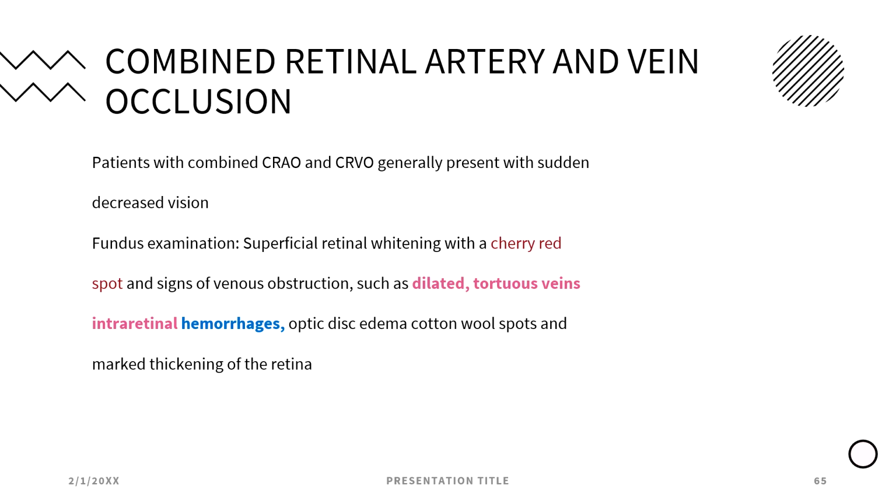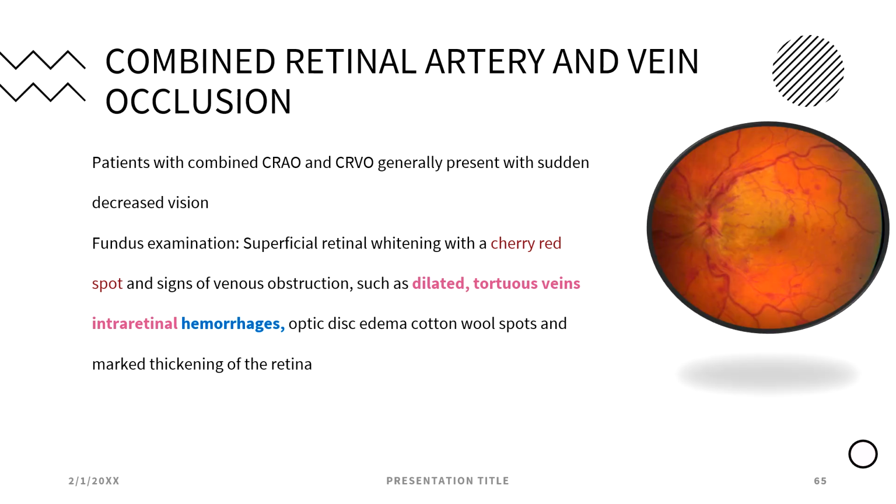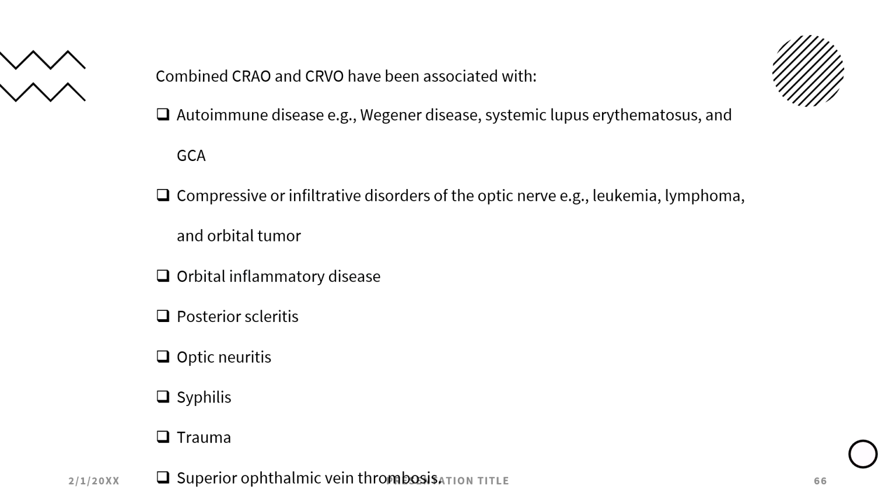Combined retinal artery and vein occlusion. Patients with combined CRAO and CRVO generally present with sudden decreased vision. Fundus examination shows superficial retinal whitening with a cherry red spot and signs of venous obstruction such as dilated and tortuous veins with intraretinal hemorrhages, optic disc edema, cotton wool spots, and marked thickening of the retina.